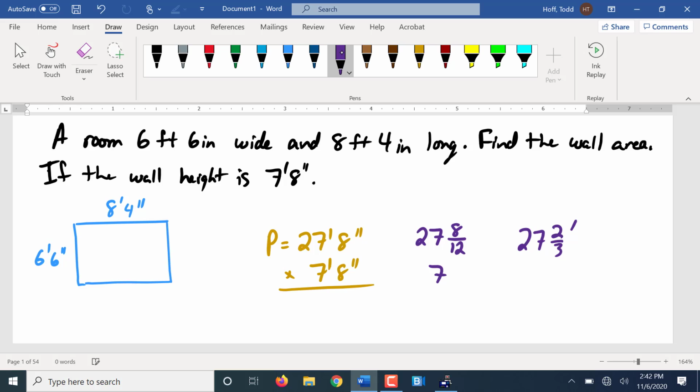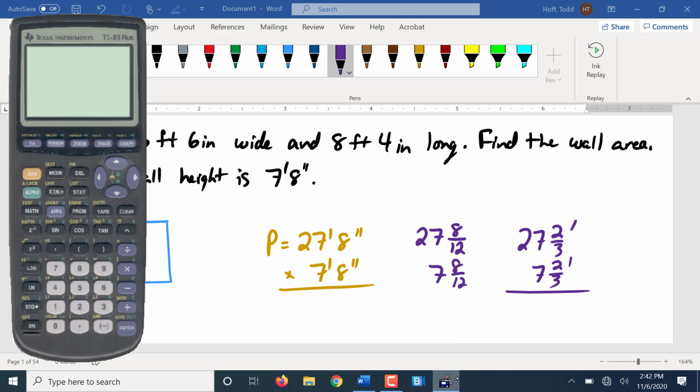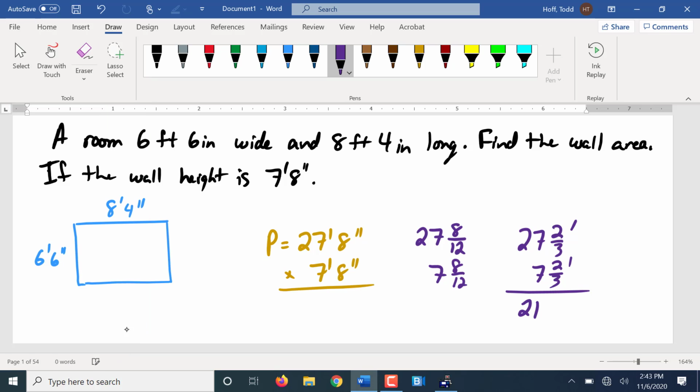7'8". So same thing, 7 2/3 feet. So then we need to multiply that. I get 212.11 square feet. Does that look right? That one wasn't very nice.